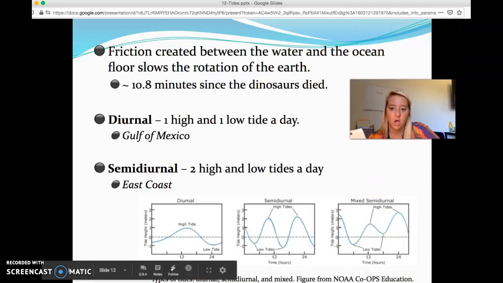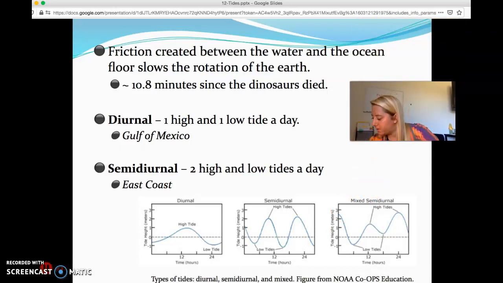And more to tell you. The friction created between the water and the ocean floor slowly rotates the Earth. It's only slowed by 10.8 minutes since the dinosaurs died.